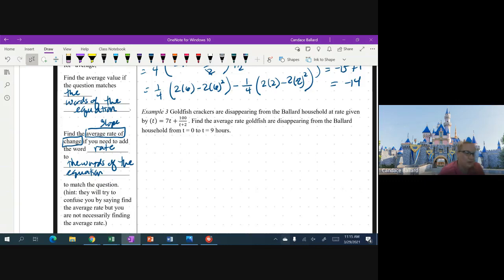All right, so let's look at what one of these is like. This apparently was very creative when I wrote this problem. So goldfish crackers are disappearing from the Ballard house at a rate given by G of t equals 7t plus 100 over t plus 2.